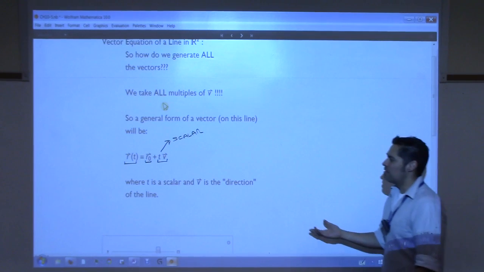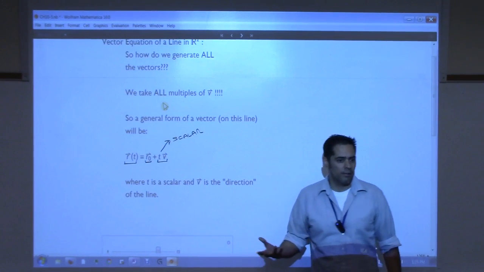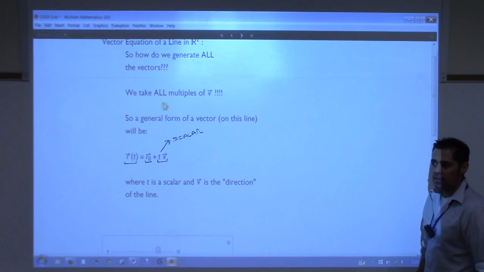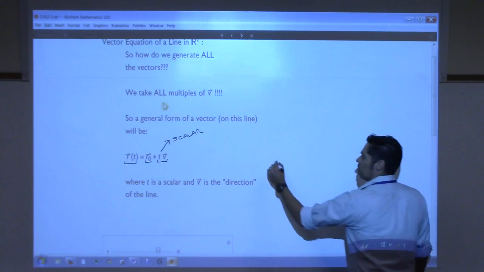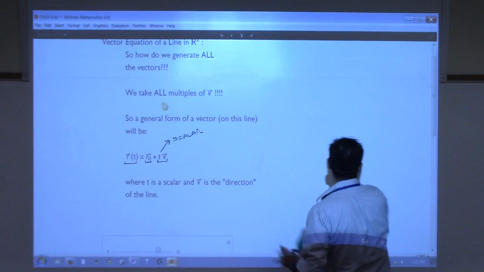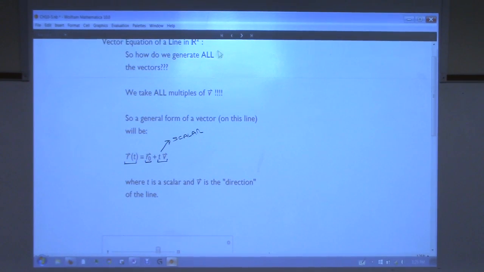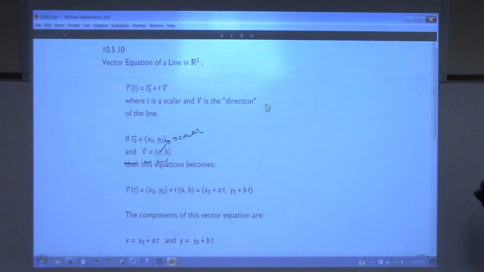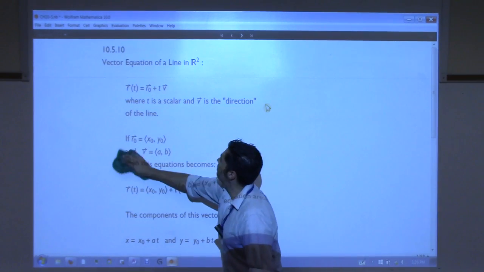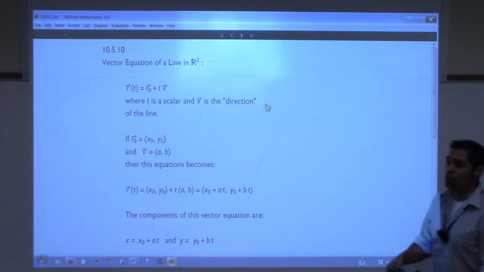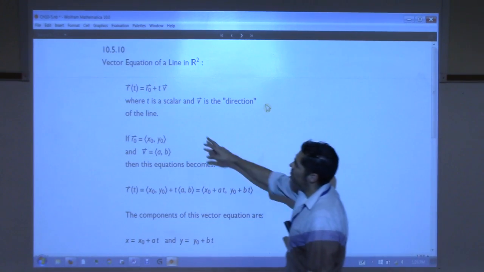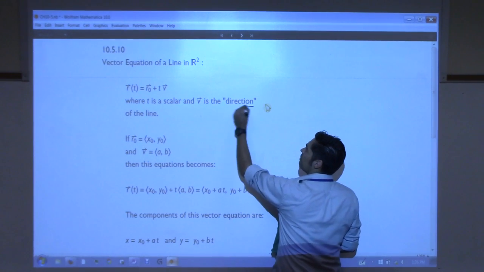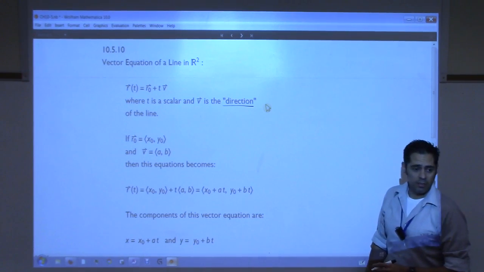Now I could have called t a lot of things. We just like to use t for vector functions. And that is the vector equation of a line. It will look like this. Well, it's right there, so I'm not going to rewrite it. And this is a summary of all of what I just said. The vector equation of a line in R2 is this right here, where t is a scalar. v is what we call the direction of the line, or the direction vector.